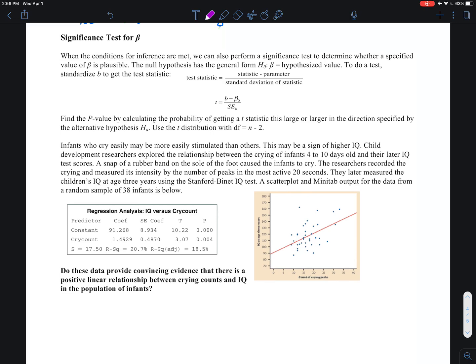Hey guys, here's what I hope is a short video continuing on the confidence interval for beta: the significance test for beta. And the same conditions, which are linear, independent, normal, equal variance, and random, if those are met, in addition to the confidence interval that can be constructed, a hypothesis test can be carried out.